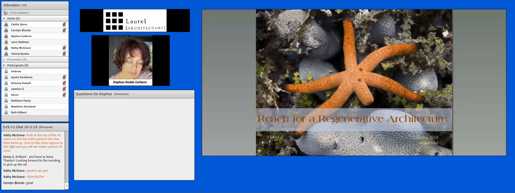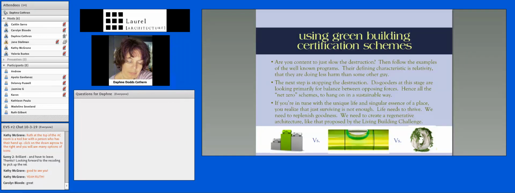Hi everybody. I'm an architect and am always trying to figure out how you do things better, and got really inspired when I heard the idea: don't do less bad, but actually get to better. So I've been looking at using the Living Building Challenge as a framework for getting to doing things really well.